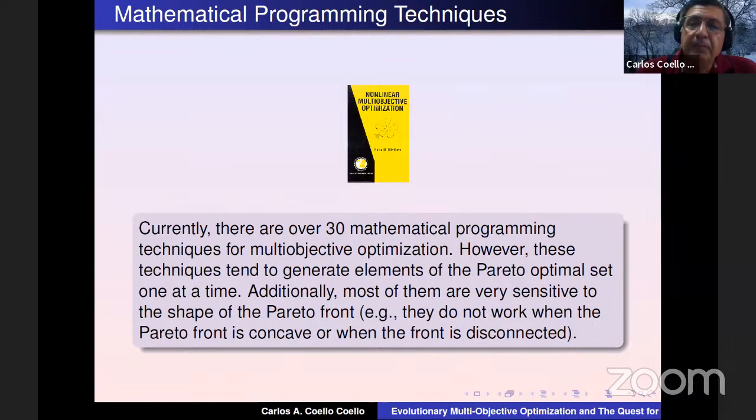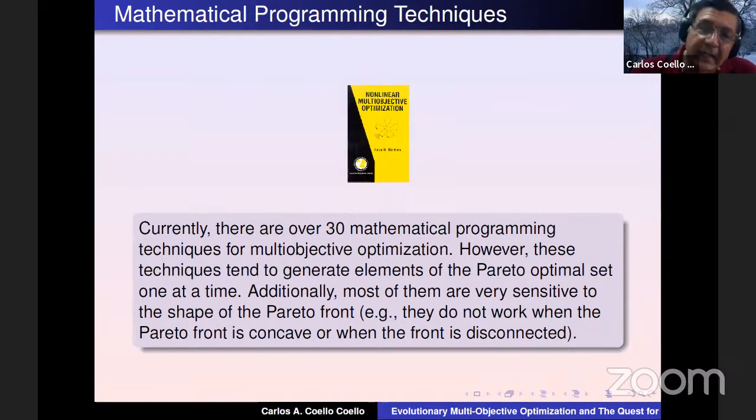The reason is that these techniques that were developed since the 1970s have several limitations. The main ones, I would say, are two. One of them is they are not very general, in the sense that they require specific information about the problem, for example, the first derivative of the objectives and the constraints. And also, they don't work in several situations. For example, if the Pareto front is disconnected or is non-convex, or it has any sort of discontinuity.